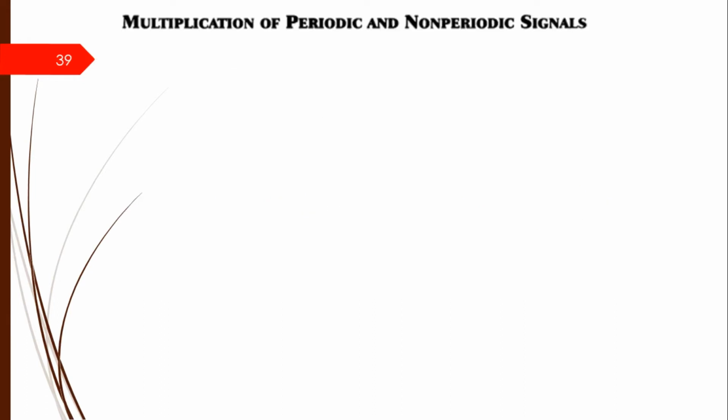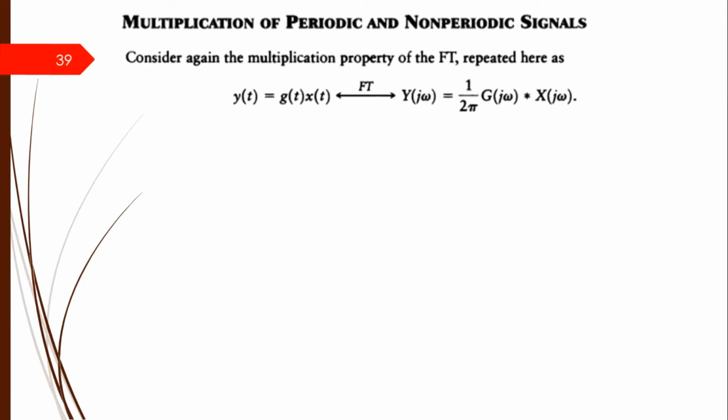Now the very next topic is multiplication. So convolution in the time domain is multiplication in the frequency domain. Similarly, multiplication in the time domain will be convolution in the frequency domain. That's our next topic. So it's a duality property, vice versa.